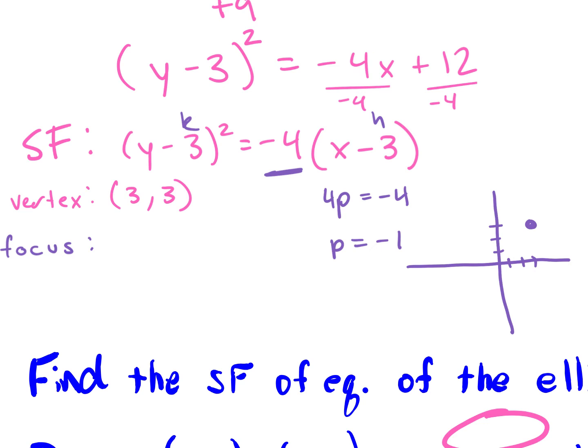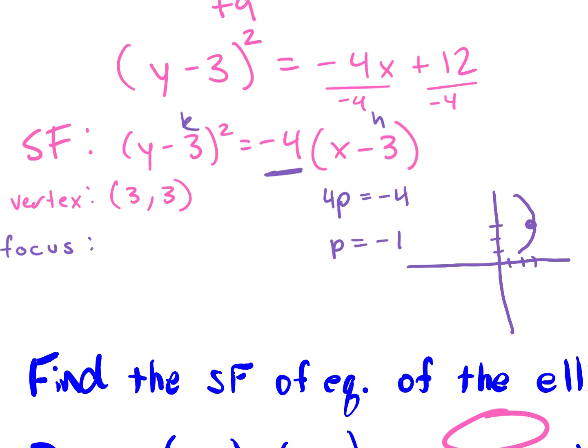So in which way is my parabola going to open? How do I know? It's going to open down, or to the side, left. It's going to open left because y is squared. Y squared means it's left or right, but p is negative, so it's going to open to the left.